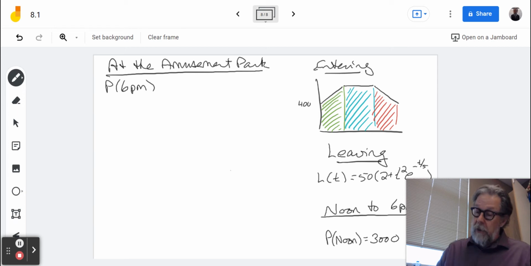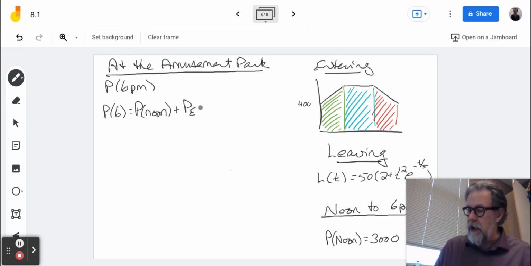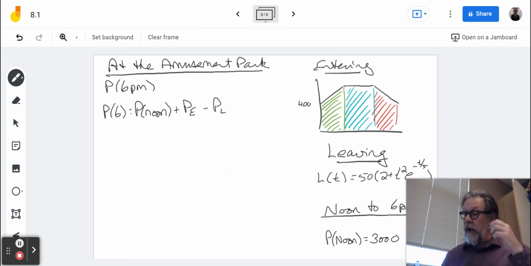So let's take a look. Well, people in the park at 6 p.m. is obviously people in the park at noon, plus the people that entered minus the people that left. So how do we know how many people entered between noon and 6 p.m.?